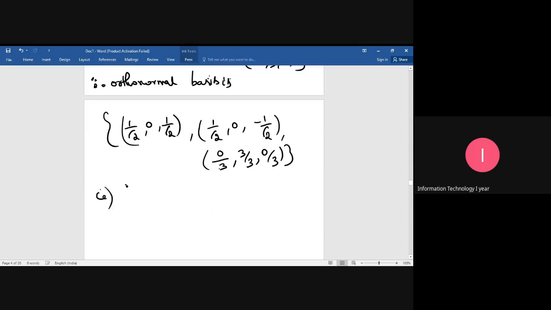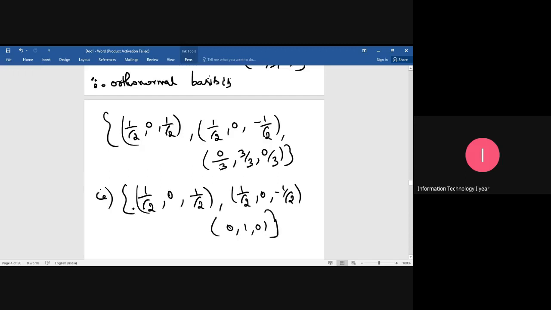So again, write it: 1 by root 2, 0, 1 by root 2; 1 by root 2, 0, minus 1 by root 2; then 0, 1, 0. So this is the orthonormal basis for the given vectors v1, v2 and v3. This is the way we can find the orthonormal basis for the given vectors.